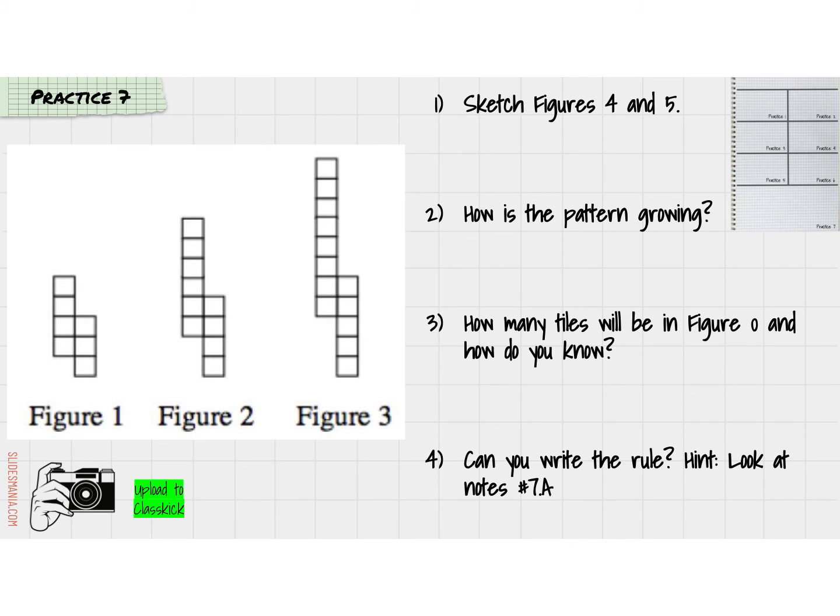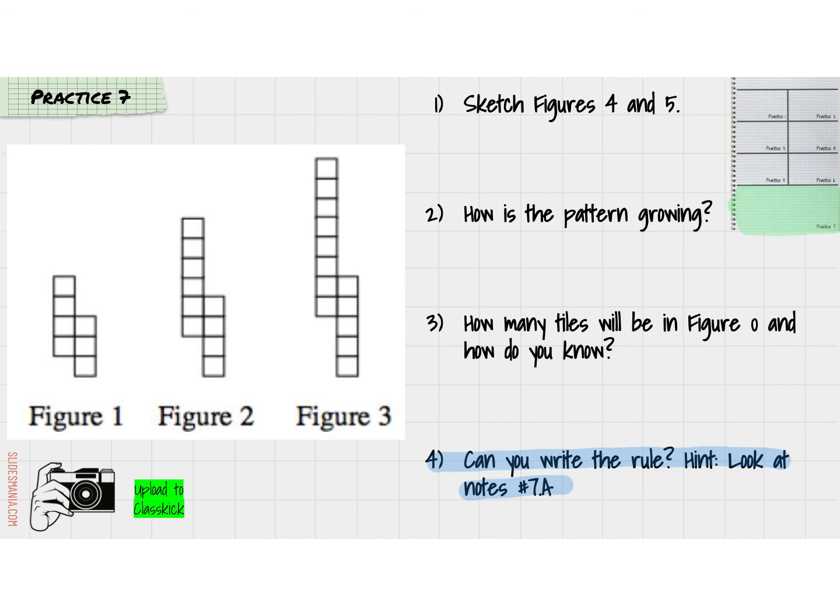Practice 7, you guys are going to try questions 1, 2, 3, and 4. All this goes in this bottom box right here in your notebook. Try it as best you can. Numbers 1, 2, and 3 should be pretty easy using the information that's here. For question number 4, you might want to use notes number 7A as a reference on how to write a rule. Some of you might remember the pattern when I talked about how something grows from the starting point.